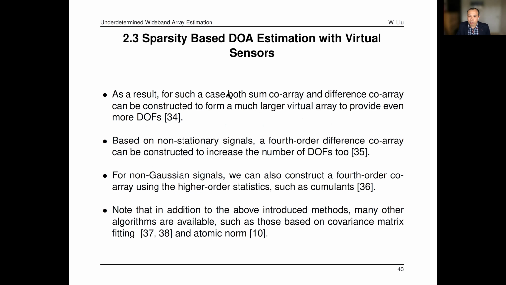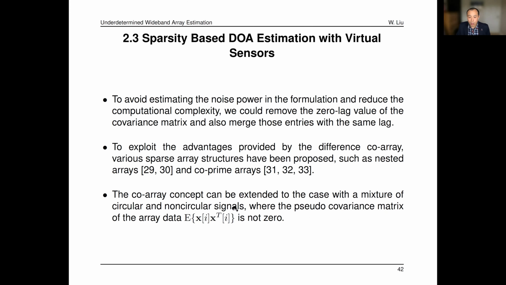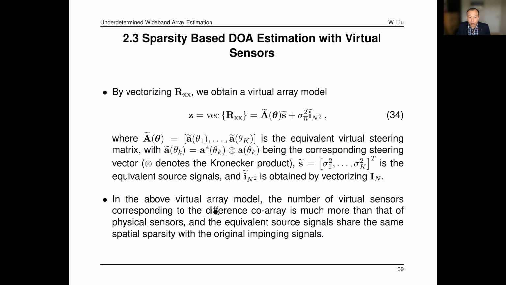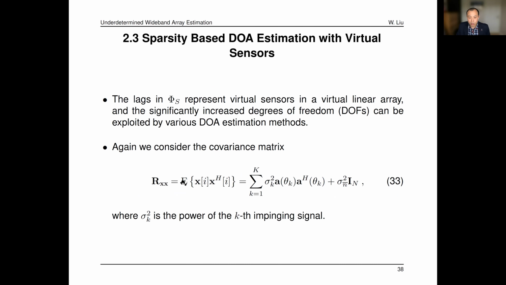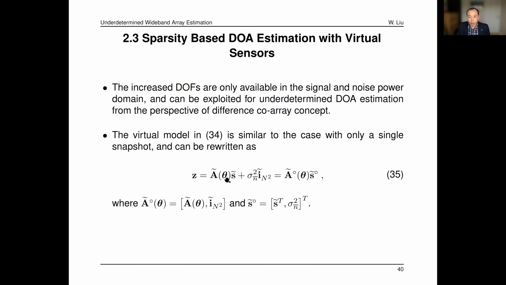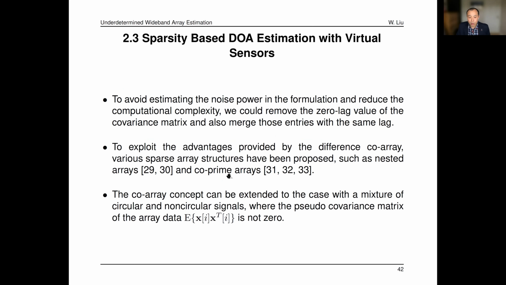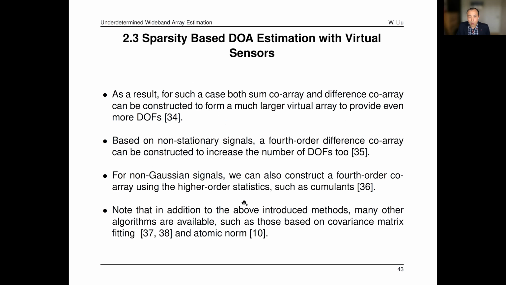As a result, for such a case, both the sum co-array and the difference co-array can be constructed to form a much larger virtual array to provide even more degrees of freedom. Because this one is a sum array, we generate a sum array, and this one gives you the difference co-array, right? So that's why you have both sum and difference co-arrays for these non-circular signals. So you can have a mixture of circular and non-circular signals and increase the degrees of freedom by generating the sum and difference co-arrays.